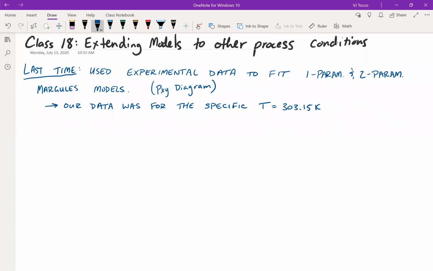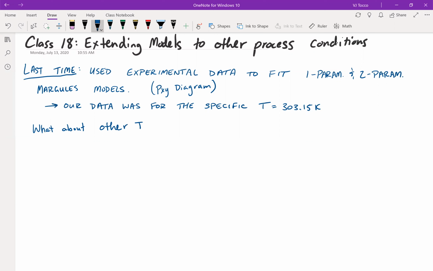Last time in phase equilibria, we finally had an example problem where I showed you an application of how you would use the modeling approaches that we've been learning to predict the PXY diagram for a specific set of experimental conditions. Importantly, last time the data was for the specific temperature of 303.15 Kelvin, and the parameters that we fit to that data were specifically for that temperature as well. So the main question I want to ask in this video is, what about other temperatures?